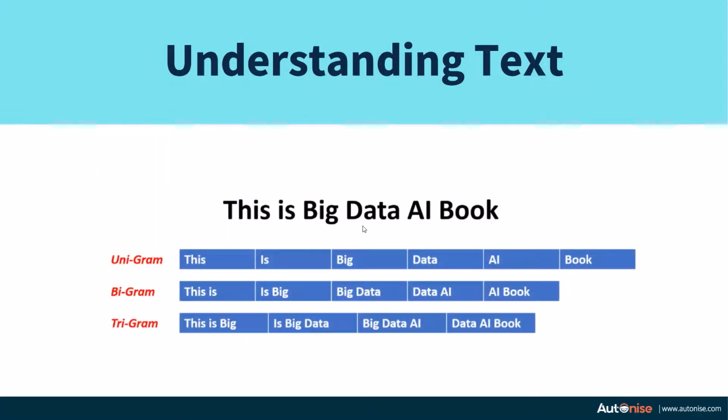Next is understanding text. So you must have heard about chatbots. Now, in chatbots, you have some text and you want to convert that into numbers so that your neural network is able to understand the data. So now let's say we have this is big data AI book. How is it exactly stored in your computer?